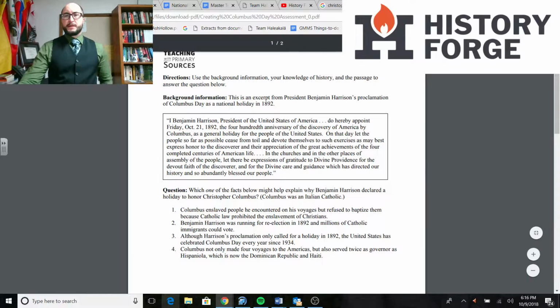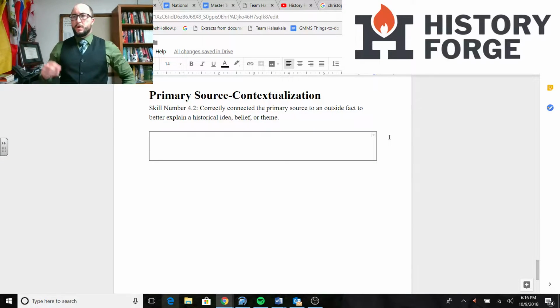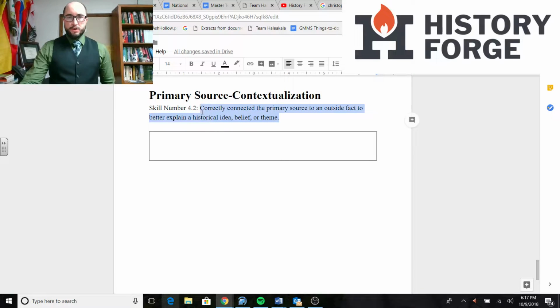And we will be practicing a skill today. I've got the skill right here. It's called primary source contextualization. We are practicing the second skill of contextualization. It is right here, I'll highlight it for you. It says: correctly connected the primary source to an outside fact to better explain a historical idea, belief, or theme. So we have that right there. Feel free to pause me and write that down if you wish.